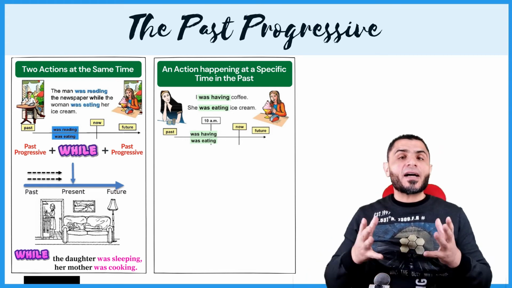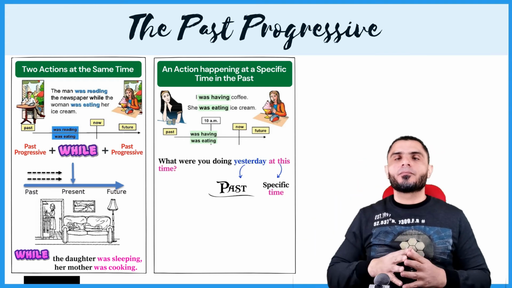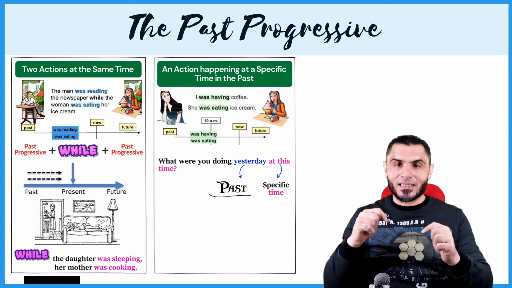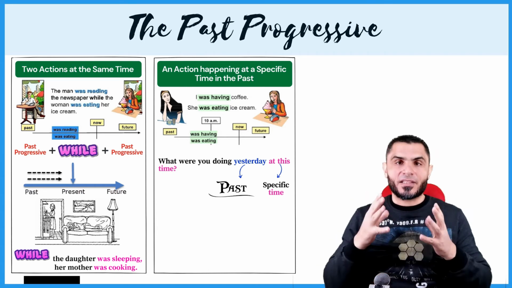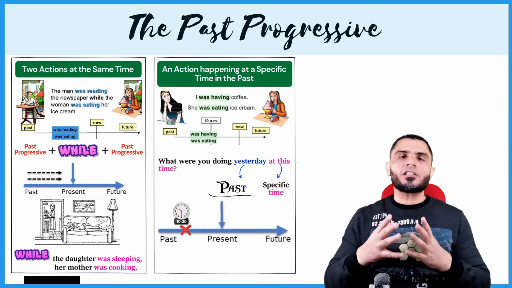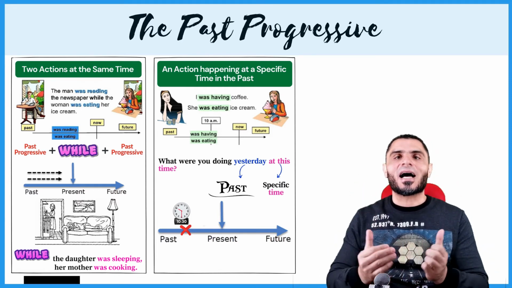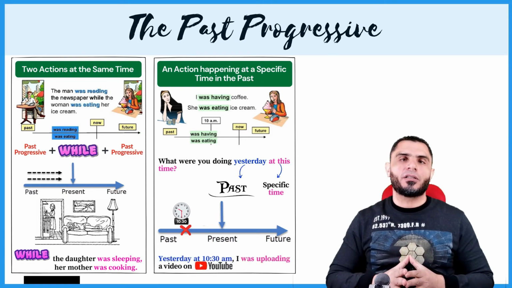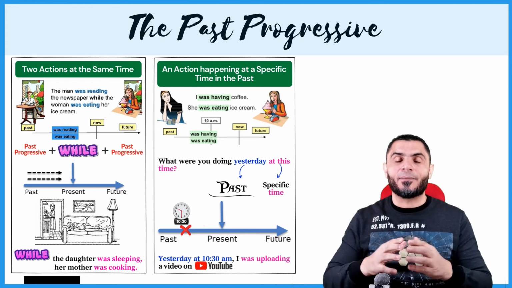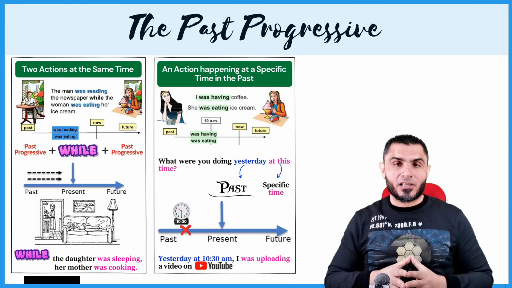So for example, if I ask you, what were you doing yesterday at this time? Yesterday indicates the past. And at this time, 10:30, indicates a specific time. So this is what we call a specific time in the past. So the answer is, I was posting a video on YouTube. How about you? What were you doing yesterday at this time, at 10:30 a.m.? Let me know in the comment section below and I will correct your answers as usual.